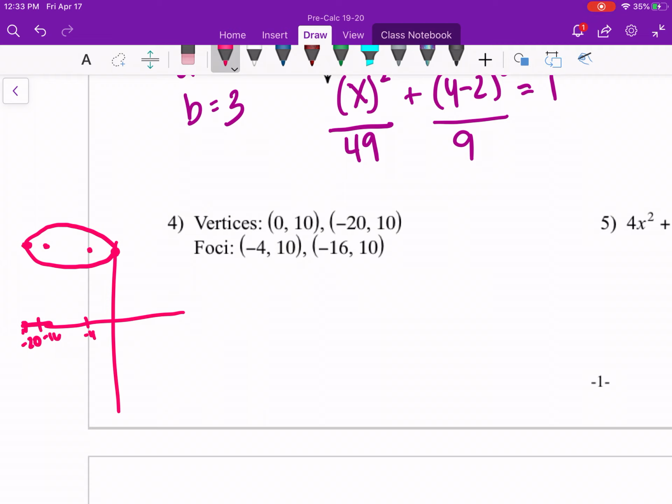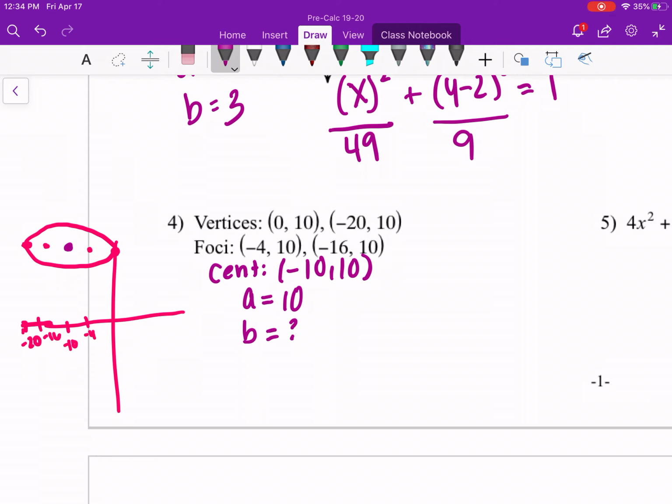They make it really easy for us by centering one of them at 0, because I know if it goes from 0 to -20, halfway is going to be right in the middle at -10. So I'll make that a different color. That's my center right there, with coordinate -10, 10. Now I need my distance from the center to the vertex, which is my A distance, and that's going to be 10. Remember, distances are always positive. If you were wondering why it's not -10, it's because distances are always positive.